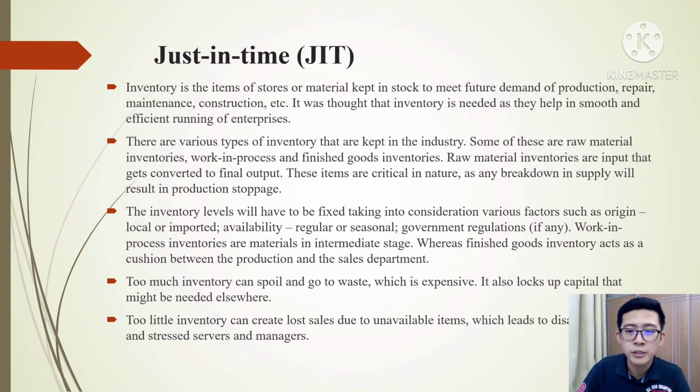Raw material inventories are inputs that get converted to final output. These items are critical in nature, as any breakdown in supply will result in production stoppage. The inventory level will have to be fixed taking into consideration various factors such as origin, local or imported, availability, regular or seasonal, and whether there are any governmental regulations. Work in process inventories are materials in an intermediate stage, whereas finished goods inventories act as a cushion between the production and the sales department.